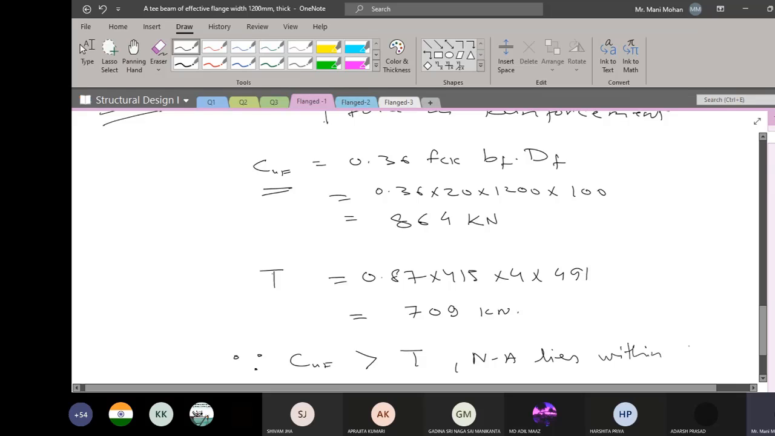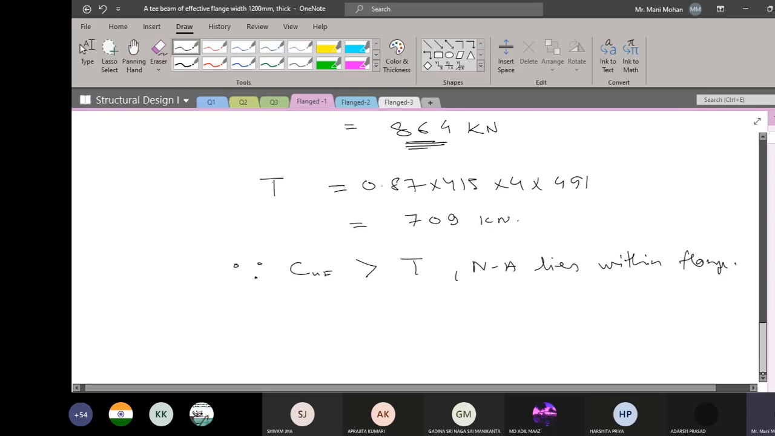And I'll tell you the logic why it is. Now you please see, your compression force and tension force both have to be equal, because if you are computing the moment of resistance, you know C into Z or T into Z, C and T both are going to be equal. So how can you reduce 864 to 709 kilonewton? Actually, I have to reduce this 864 kilonewton to 709 kilonewton. I cannot change fck, I cannot change width of flange, but yes, I can modify depth of flange, because this is not my neutral axis depth. I've assumed my neutral axis depth at the level of the flange. That's why here I have written depth of flange.